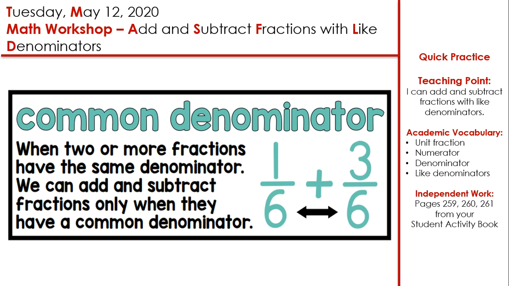Alright? So what is basically that? A common denominator is when two or more fractions have the same denominator. If you take a look at these two fractions right here, they share the same denominator. They have the same amount of pieces being divided. Only when we have like denominators can we add and subtract fractions. Right? Keep that in mind. Only when we have the same denominator can we operate with fractions. In this case, we're going to be adding and subtracting.